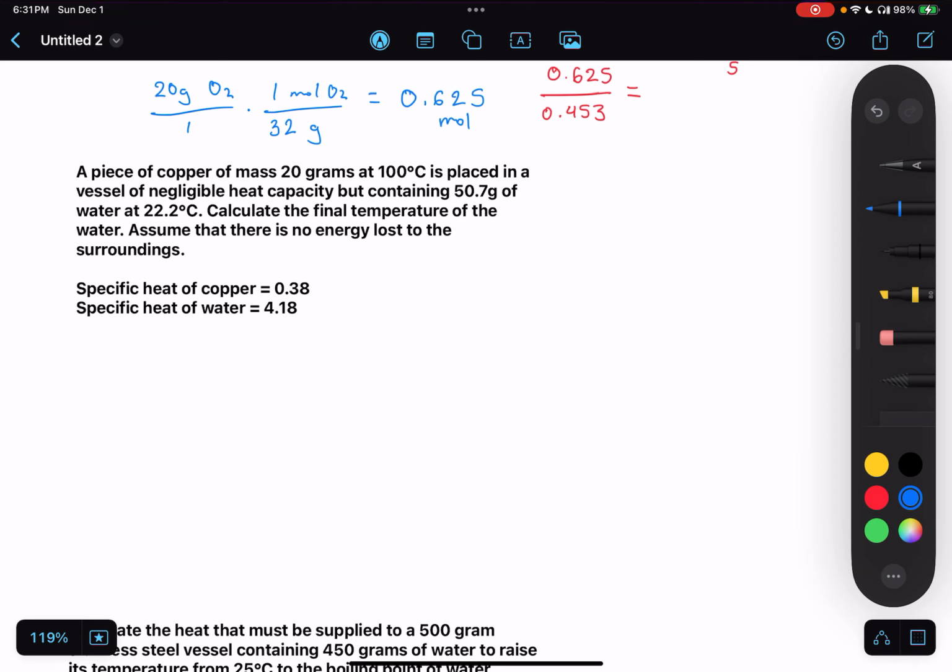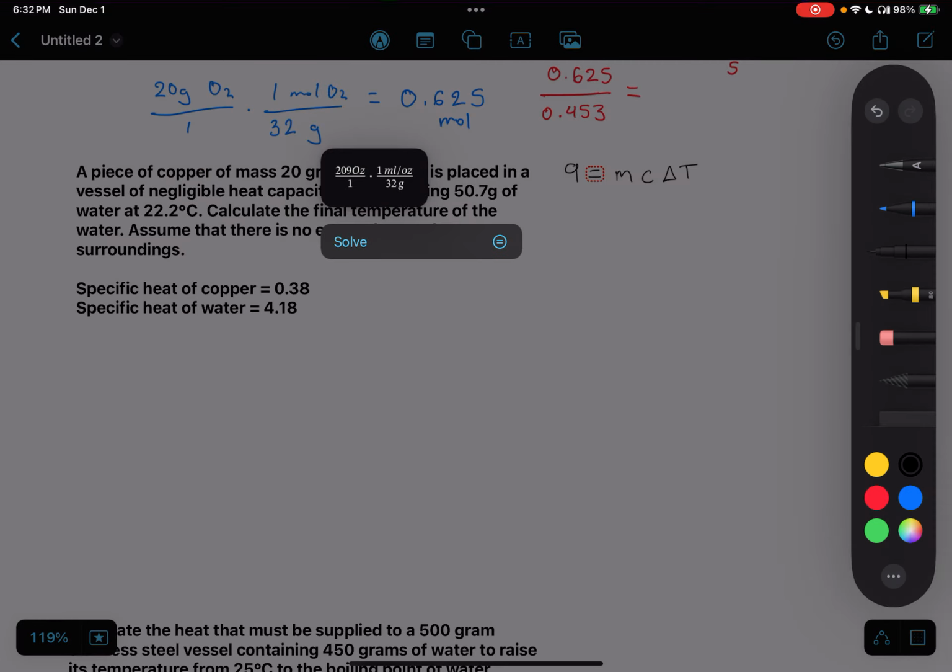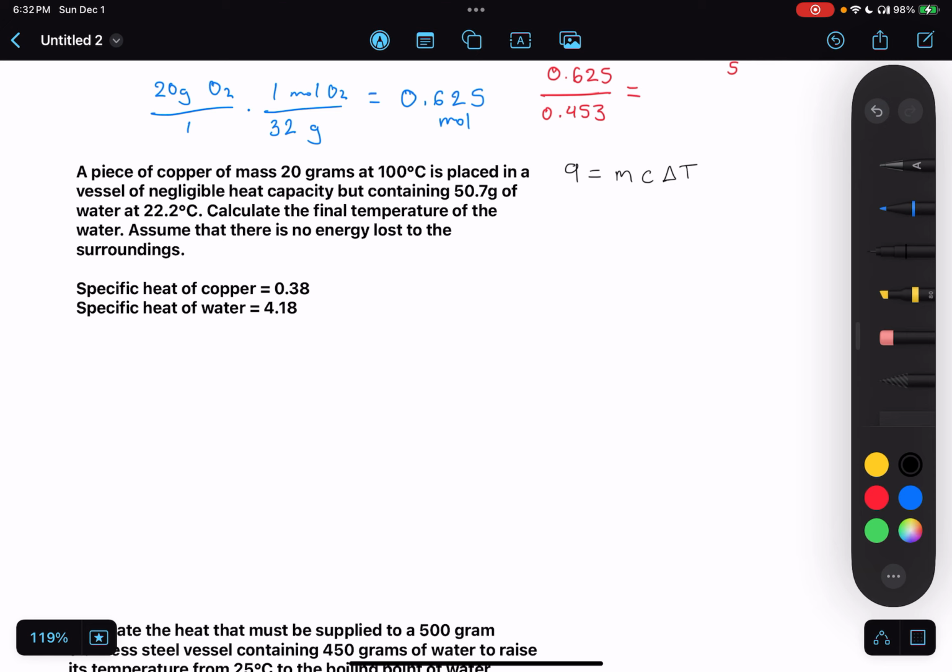So here we're dealing with specific heat. That means we're going to use a slightly different formula, which is Q equals MC delta T, or MCAT. Apparently some people call it MCAT, where M is mass, C is the heat capacity, and delta T is the change in temperature.